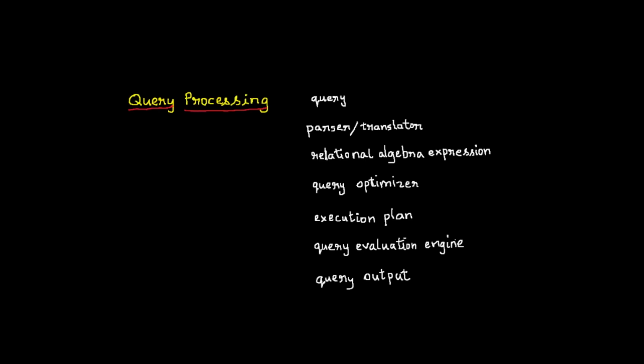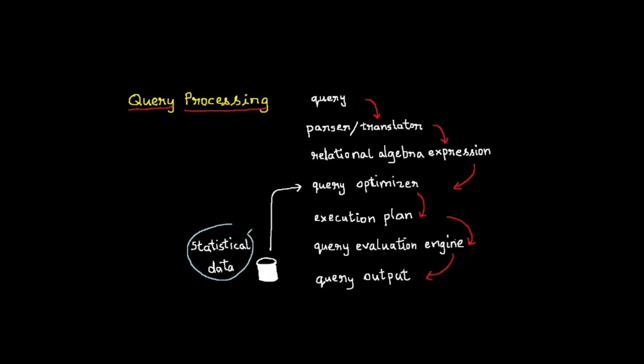So the complete query processing flow is query, then parser and translator, relational algebra expression, query optimizer, execution plan, query evaluation engine, and query output. Notice that the statistics about the data are also available to the query optimizer. The optimizer uses them for selecting a better execution plan.